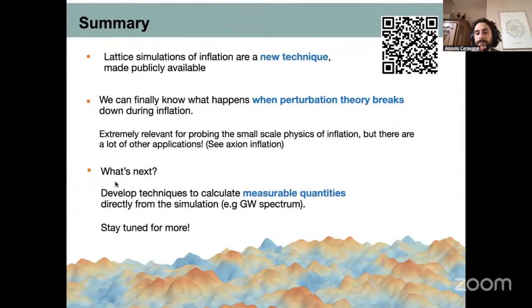Now, what's next? The next step that we're working on is to develop techniques to go beyond what we did so far. We just studied the dynamics of the system, and we studied how much perturbation theory is reliable, but we haven't calculated any actual observables out of this beyond the primordial black hole abundance that I showed before. For example, we haven't calculated the gravitational wave spectrum, and this is what we're planning to do next, trying to use this simulation to actually compute the observable.